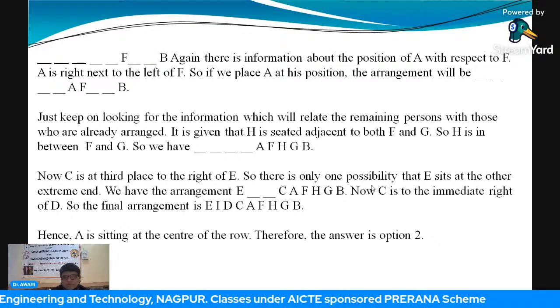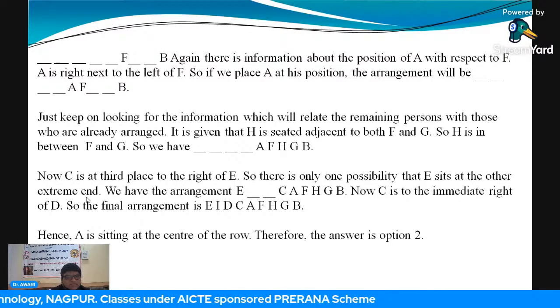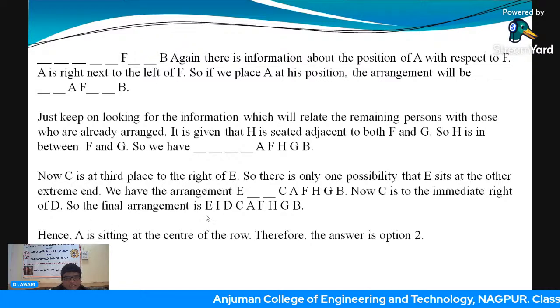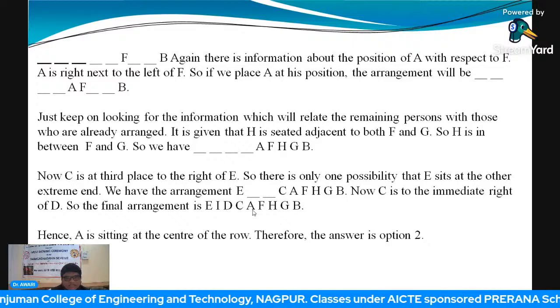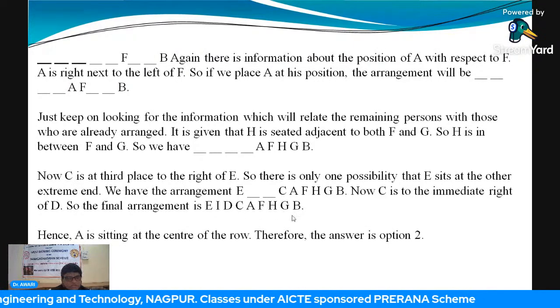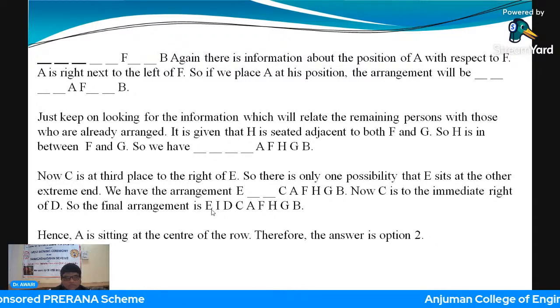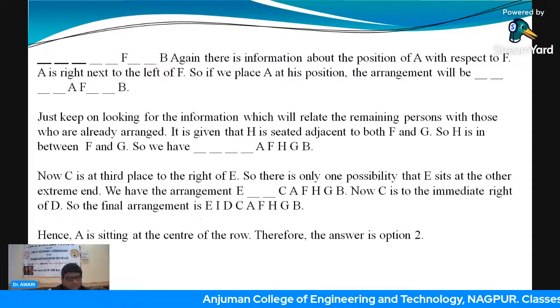Okay, so there is only one possibility: E sits at the other extreme end. So we have the arrangement of E here. Now C is to the immediate right of D. So the final arrangement with this logic is E, I, D, C, A, F, H, G, B. Once you make this final arrangement, then you are able to answer all the 4 or 5 questions, or 1, 2, 3 questions, which are based on this particular logic. So hence A is sitting at the center of the row.